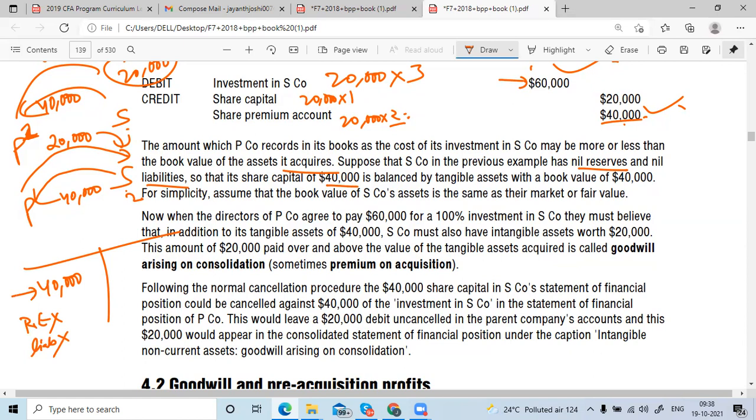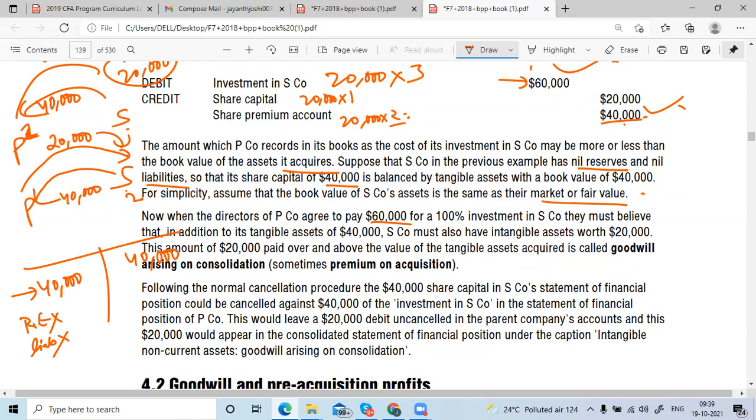So this definitely should be balanced. Am I right? As per the accounting equation, something should be there on the asset side. What will they do with the capital? They will buy some assets, tangible assets. So tangible assets are there of 40,000, for example. Now, for simplicity, assume that book value of S company assets is the same as their market value. Now, when directors of P company agree to pay 60,000 for 100% investment, they are paying 20,000 extra for the assets they are acquiring.